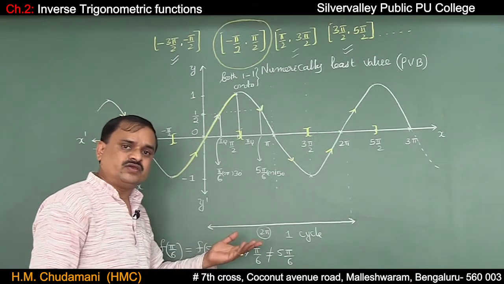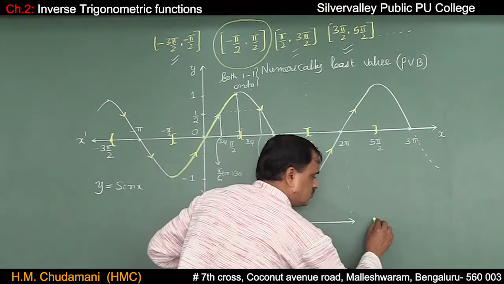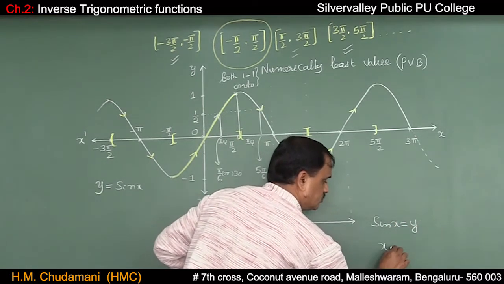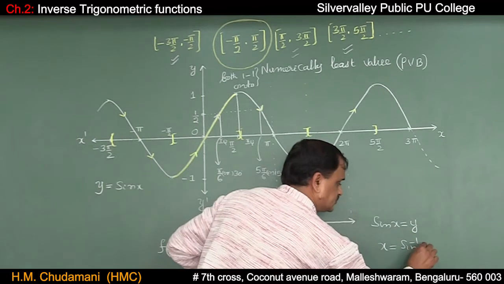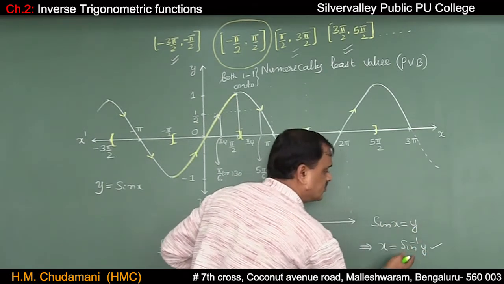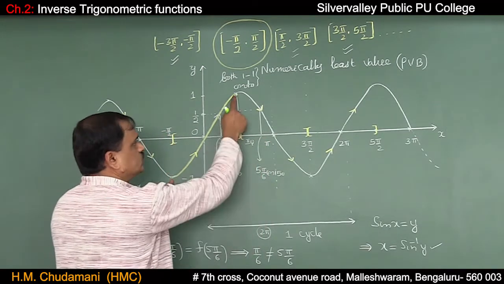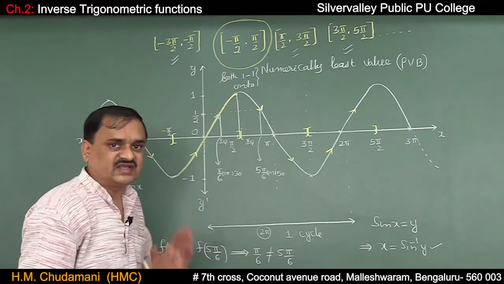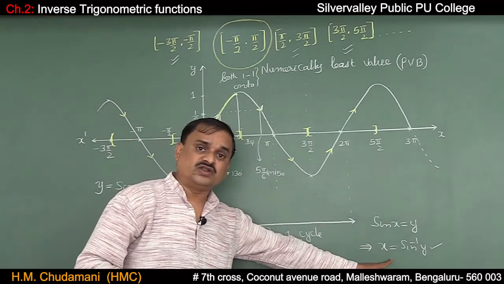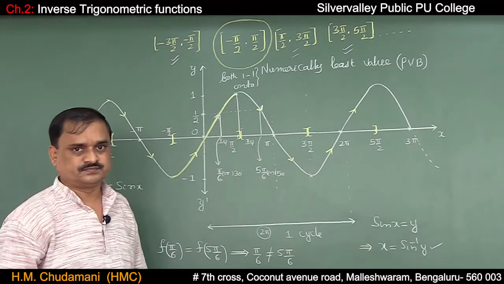Once it is bijective, the inverse of the function exists. That means sin x is equal to y means x is equal to sin inverse y we can write, in this interval. So that's why minus pi by 2 to plus pi by 2 is considered as the principal value branch. In that, the sine function is both one-one and onto, hence the inverse of the sine function exists.